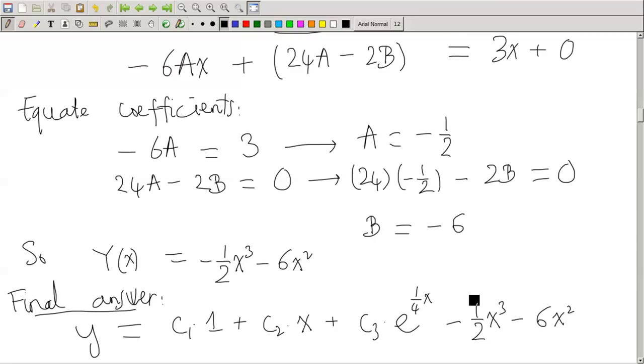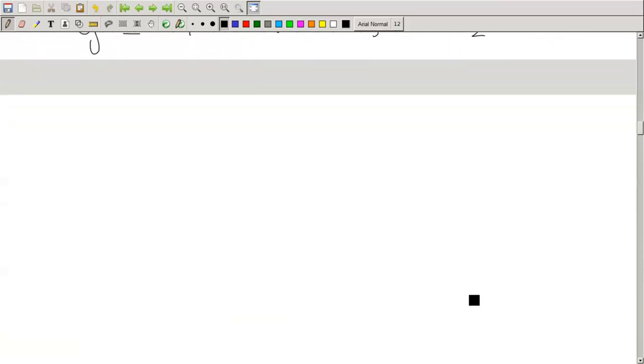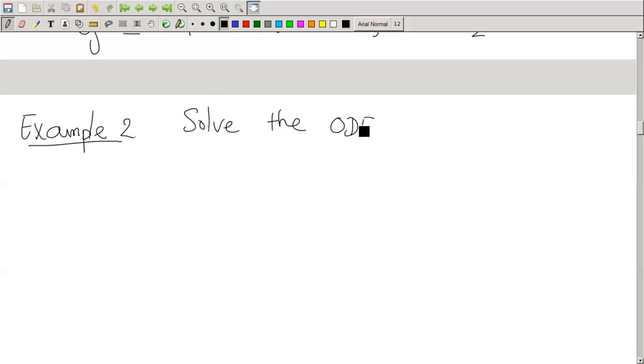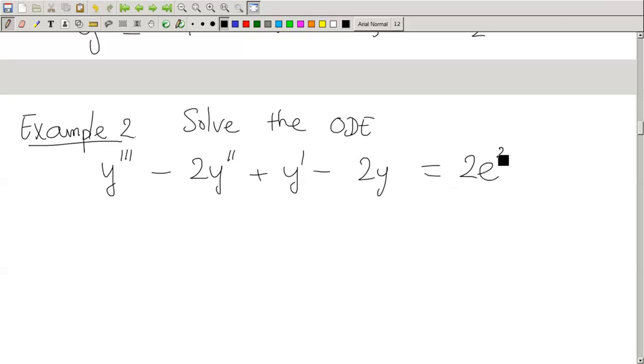So we have seen the method of direct factoring. In the second example, we have another problem which requires a different method to factor. So we are interested in solving the following ODE. y triple prime minus 2y double prime plus y prime minus 2y equals 2e to the 2x.